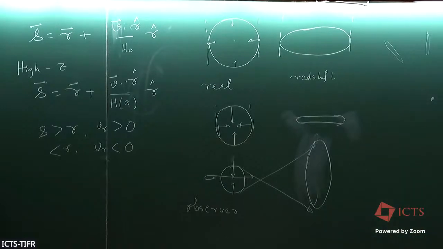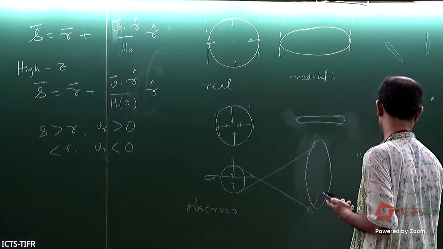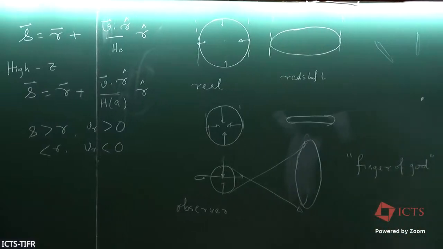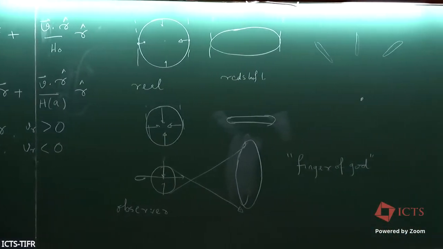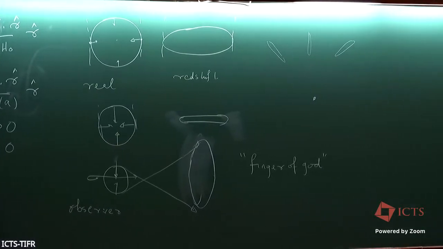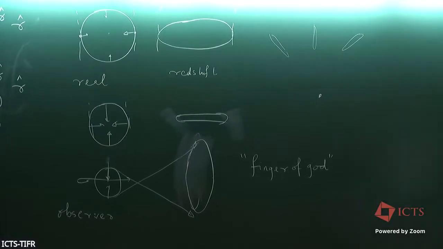I did not prepare slides today, otherwise I could have shown something from a galaxy survey. This is known as the finger of God effect. It's as if somebody is pointing fingers towards you in this cosmic sky. The finger of God effect again is a small scale effect. It's very important and it has been observed.